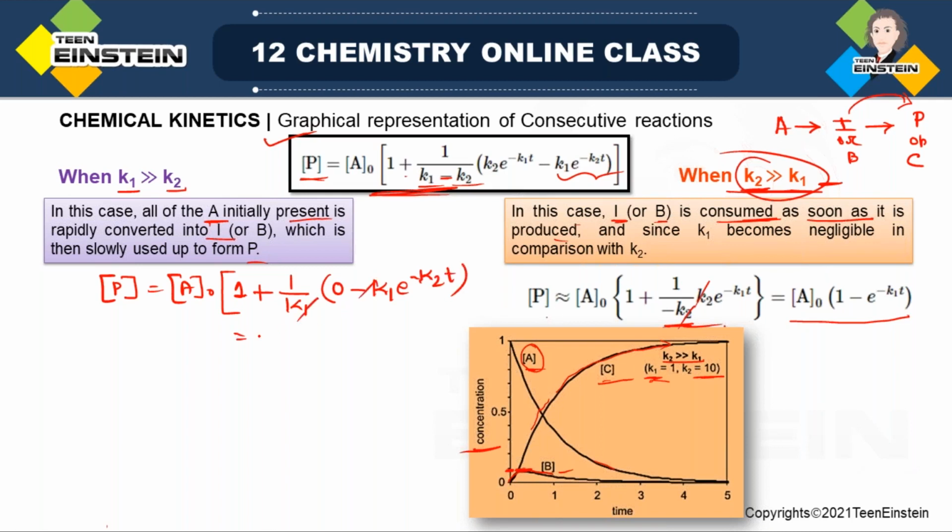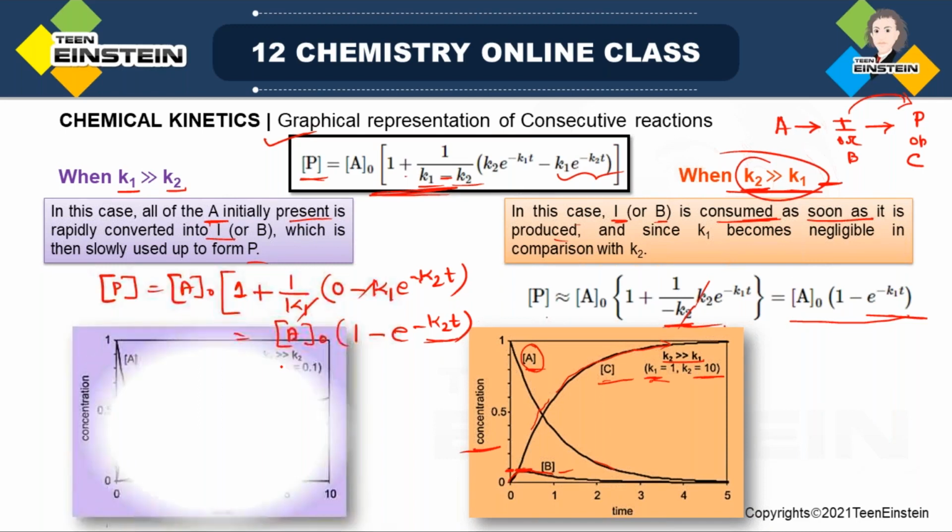K1 will be cancelled, so ultimately the expression left is 1 minus e to the power minus K2 t. Now compare these two equations. In the previous one, it is 1 minus e to the power minus K1 t, but now it is K2 t. That is the only difference. Otherwise, it is same. And next we will see what will be the nature of the plot.